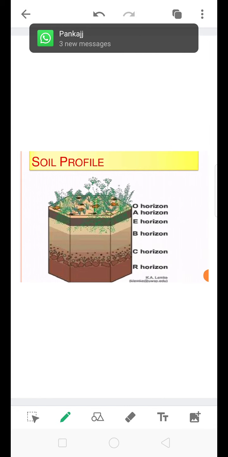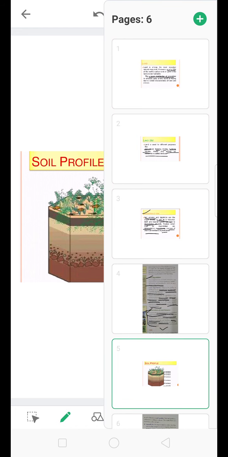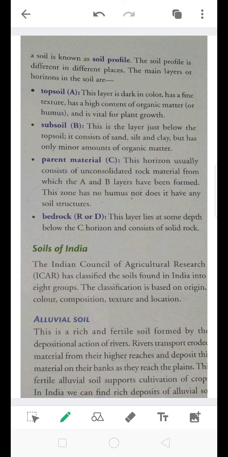The next topic we will study is soil profile. So we have the O horizon, A horizon, E horizon, B horizon, C horizon, and R horizon. Coming to the explanation about topsoil, the very first thing is that the soil profile is different in different places. The main layers or horizons in the soil are four. The very first is topsoil, then subsoil, then parent material, and then bedrock. This we have also studied in 7th standard. It is just a short recap of what we have studied.